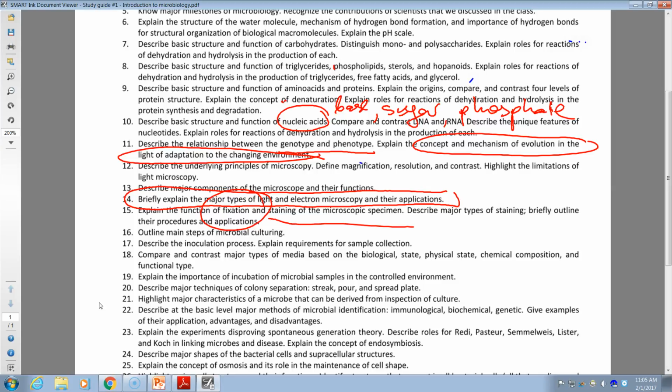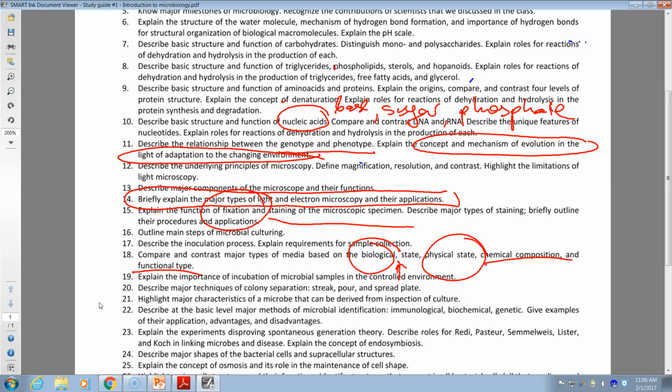Types of chemical media. Defined versus complex, right? Differential versus selective. Enriched media. Okay, liquid, solid, semi-solid. Know these classifications, we talked about them. So classification based on the physical state, based on, so I highlighted here, biological form, living versus non-living, physical state, chemical composition, defined, complex, functional type: general purpose, enriched, selective, differential.